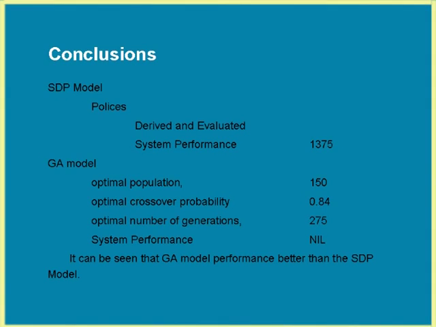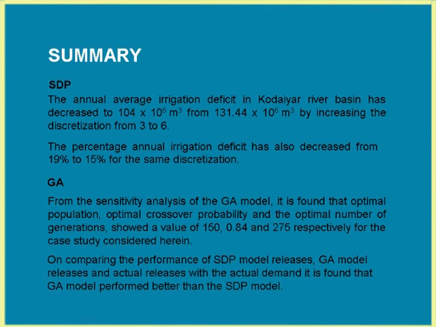Even 7 discretizations I am unable to do, so how can I go for 13 or 14 to obtain nil performance? Nil means best performance, whereas the GA model performs better. We don't need any discretization, we don't need any transition probabilities, all these things. In the SDP model, the annual average irrigation deficit decreased from 104 to 131 by improving the discretization from 3 to 6. The values also reduced, but surprisingly, on comparing the performance of SDP model releases, GA model releases and actual releases with the actual demand, it is found that GA performed better than SDP, right? So this is the main advantage of using GA.